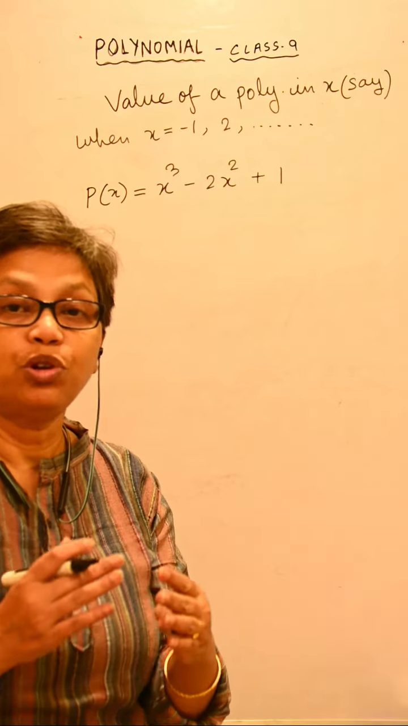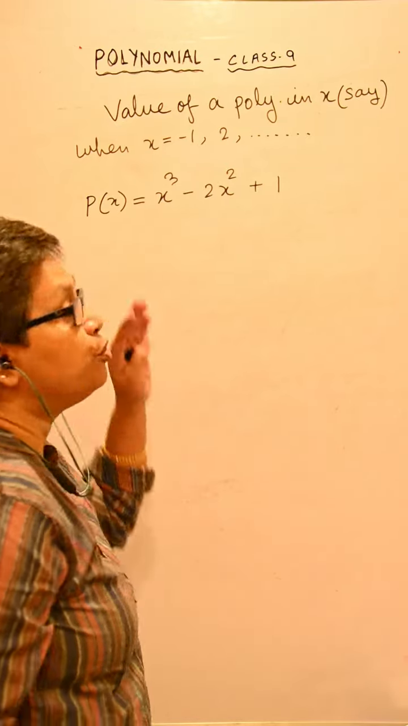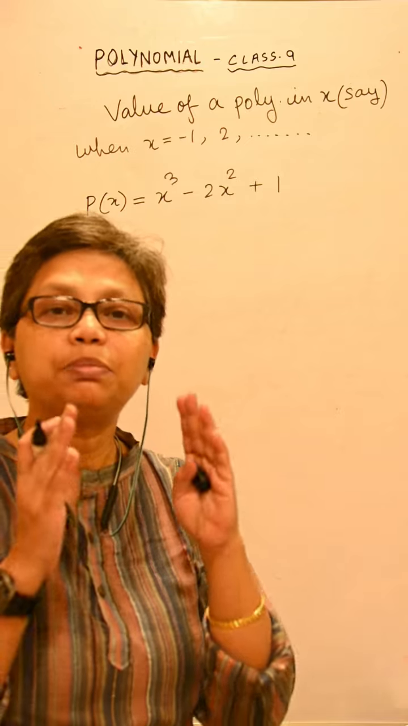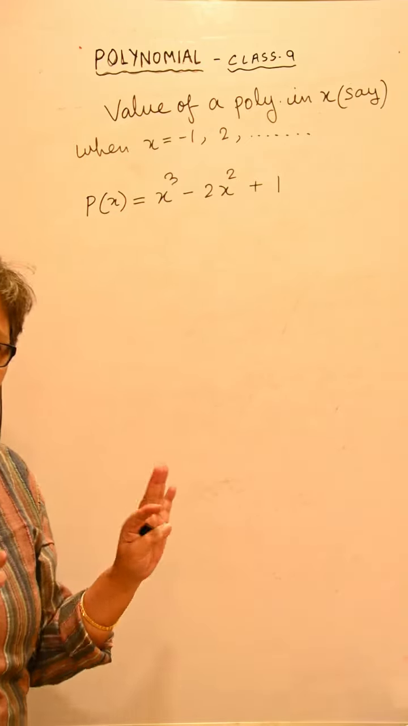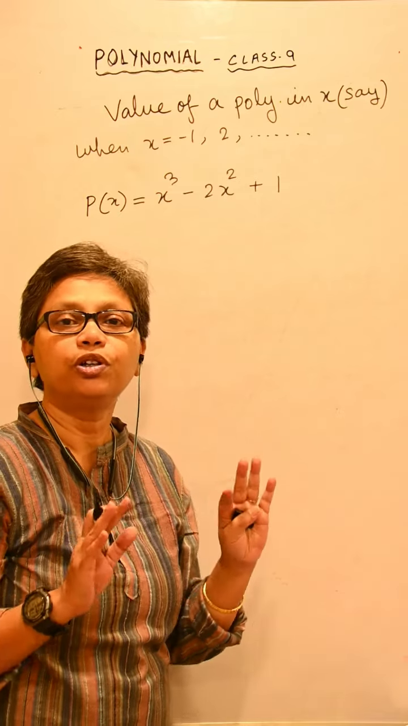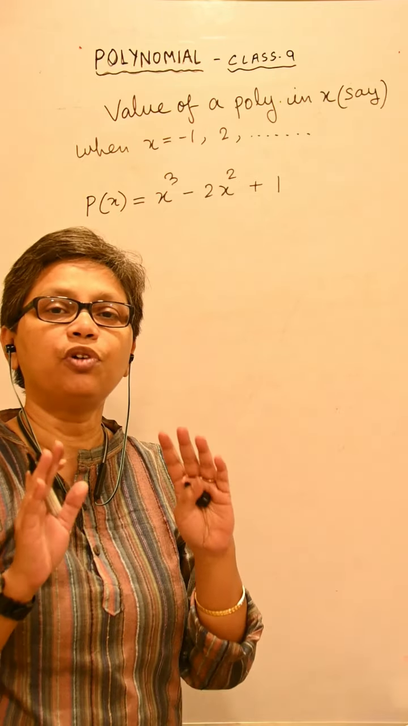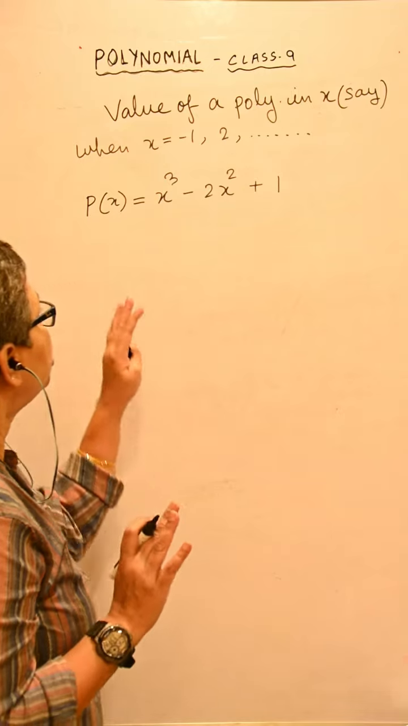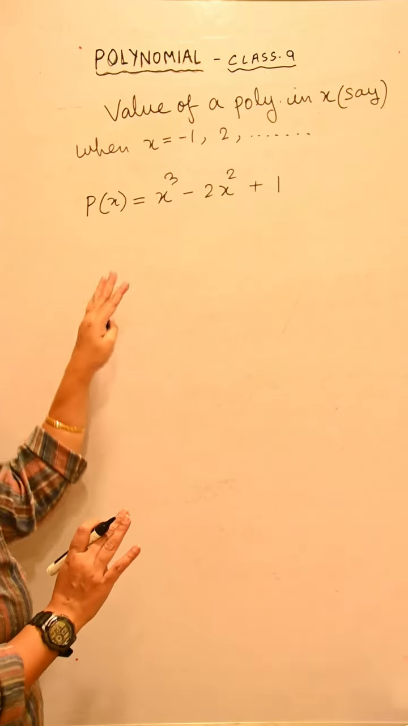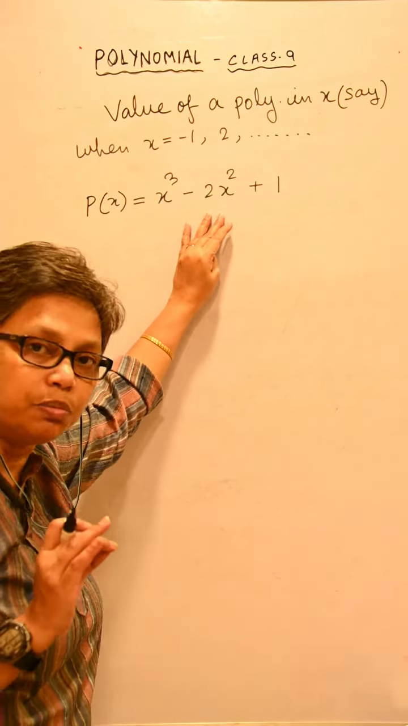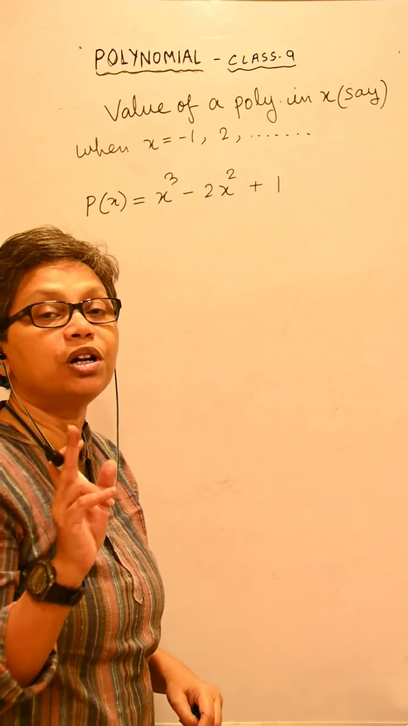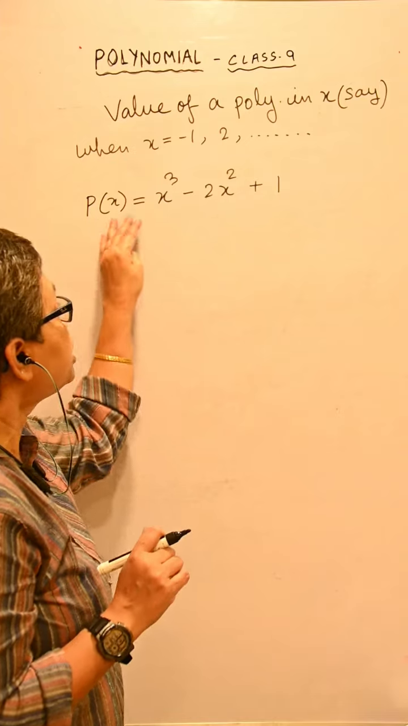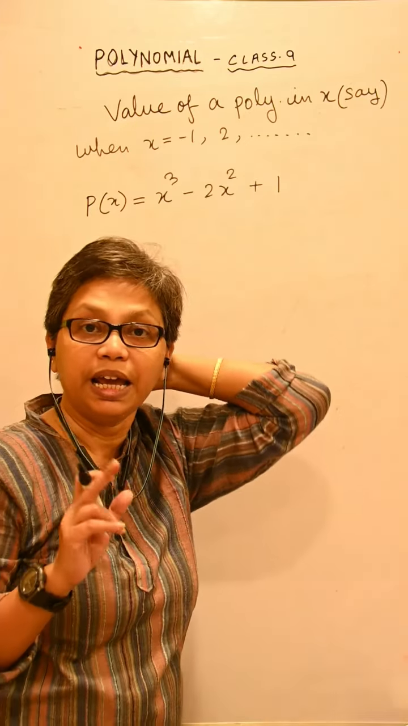I'm going to explain what is the meaning of value of a polynomial at a particular value of x. Now, let us suppose, for the discussion's sake, we are going to consider a polynomial containing one variable x. So, our polynomial will be named p(x). I've taken a very simple polynomial so that it is easy to understand. Now, first try to understand one thing. Now, this polynomial has the variable x.